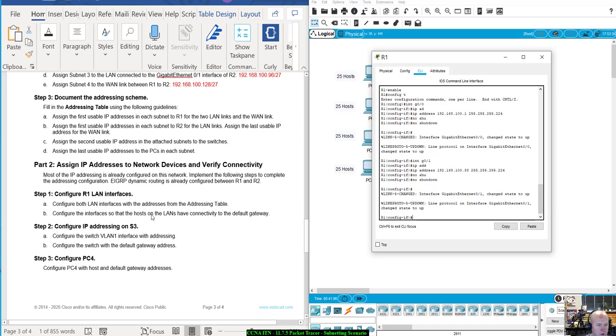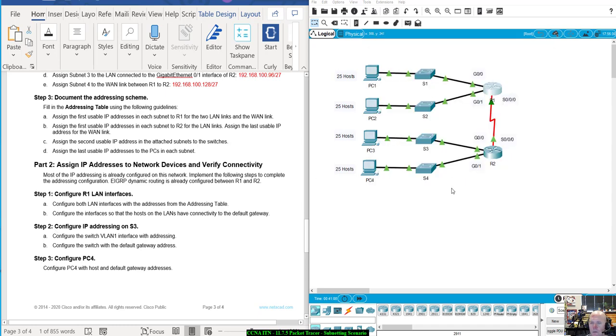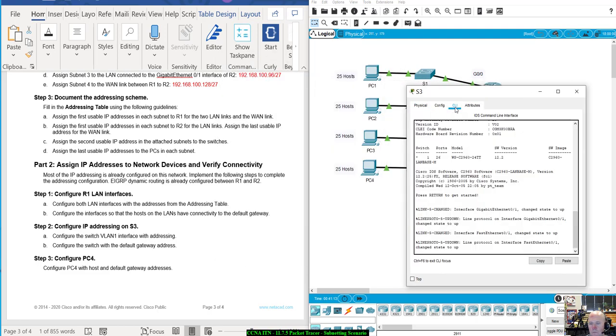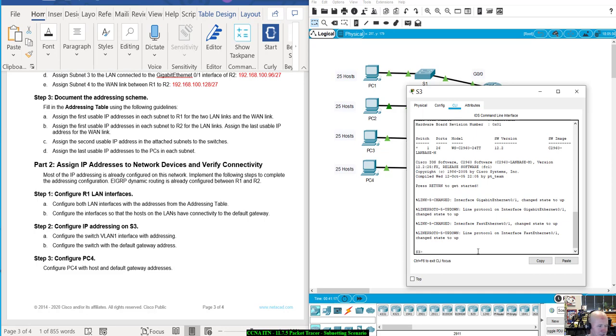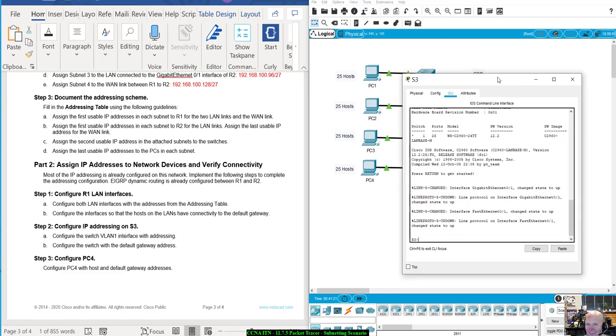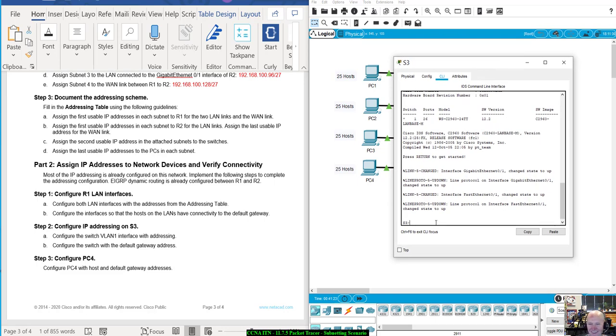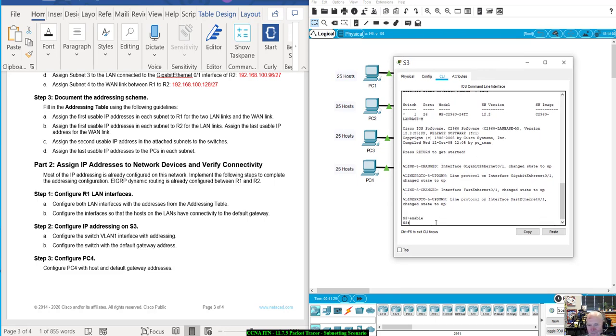Configure IP addressing on S3. S3 is right here. What's funny, I'm checking the instructor manual and it's wrong. It's funny. If you were typing out, and some people do that, they just type out the answers online, they wouldn't be right. I think that's funny. So where were we?